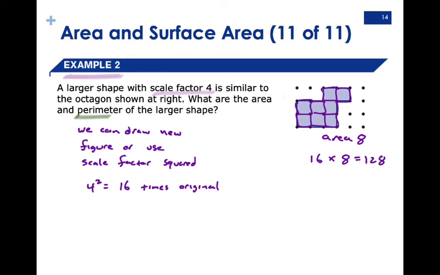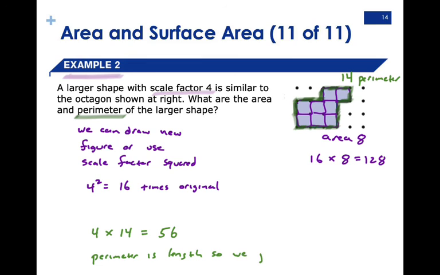And then what about the perimeter here? Well, if we count the perimeter all the way around of this octagon, we see that it is 14 spaces across here for the perimeter. So we would just multiply that by the original scale factor. Now recall that perimeter is still length, it's not area, so we only need the original scale factor, and that's how we're multiplying it by 4. And so we would get 56 units in this case.